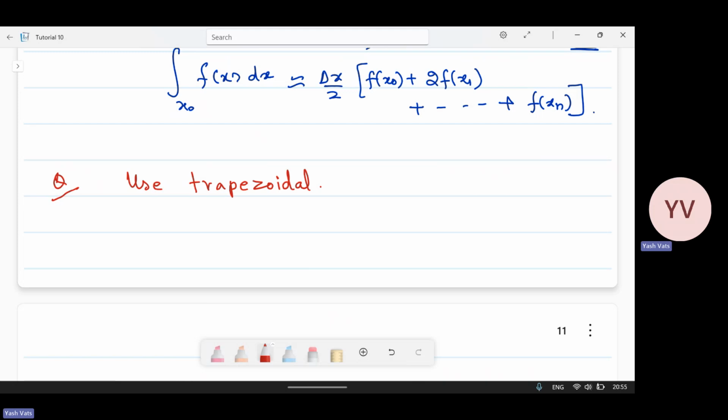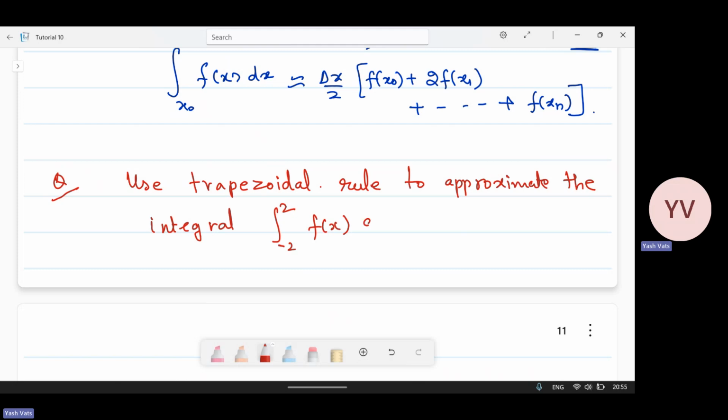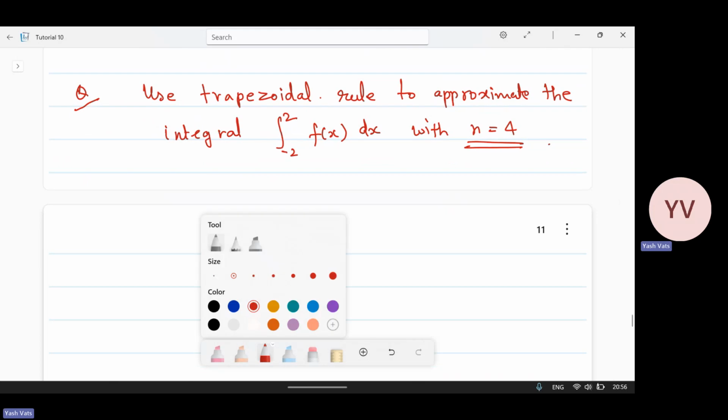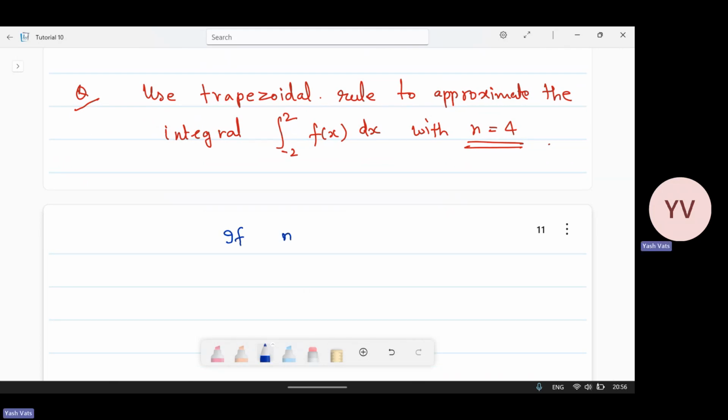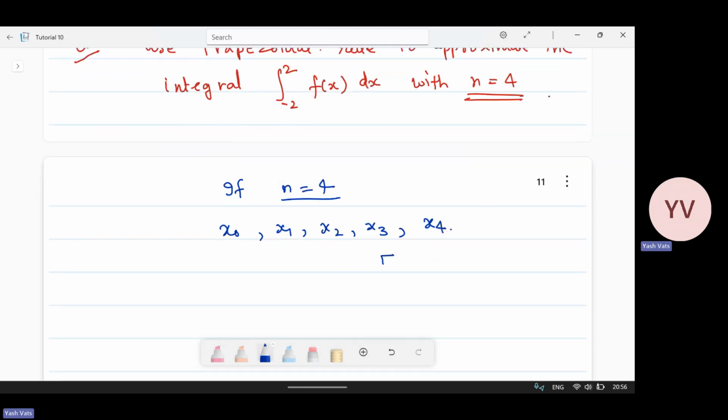Use trapezoidal rule for the integral of f(x) dx. I'm not writing that function specifically. With n equal to 4, what does it mean? If n is 4, then you need to consider points x0, x1, x2, x3, and x4. You need to consider 5 points.